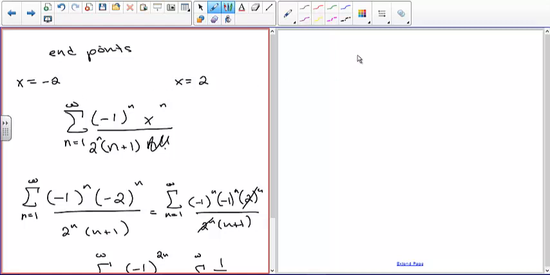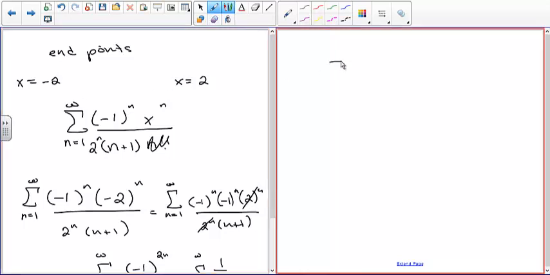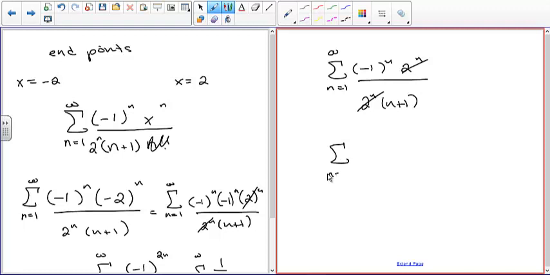Now if I plug in the right endpoint of (-1)^n, 2^n divided by 2^n times n plus 1. Well, I don't have to do anything to cancel those out because they're already the same. So what that leaves me with is (-1)^n times 1 over n plus 1. So this is an alternating series.